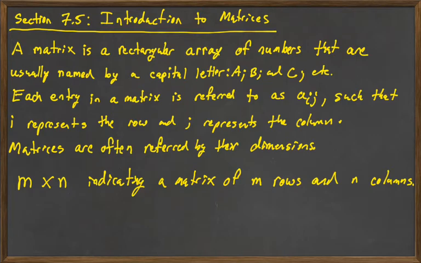the capital letters A, B, and C, etc. Each entry in a matrix is referred to as Aij, or Bij, or Cij, depending on if we're naming the matrix A, B, or C, such that i represents the row that entry is from, and j represents the column that entry is from. And matrix dimension is defined as the number of rows by columns. So we refer to a matrix as an m by n matrix, indicating a matrix of m rows and n columns.